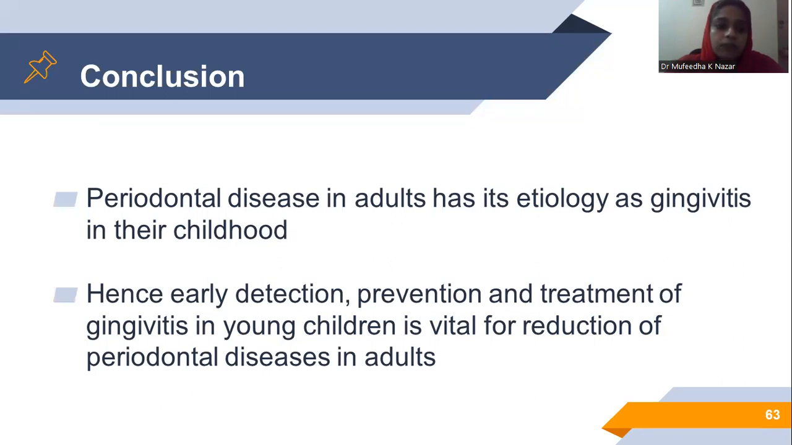So to conclude, periodontal disease in adults has its etiology as gingivitis in their childhood. So early detection, prevention, and treatment of gingivitis in young children is vital for the reduction of periodontal diseases in adults. Thank you.